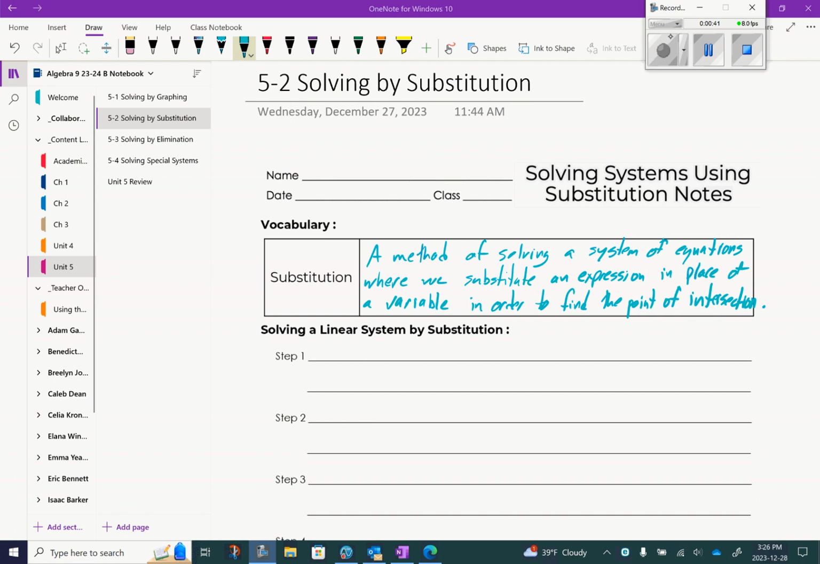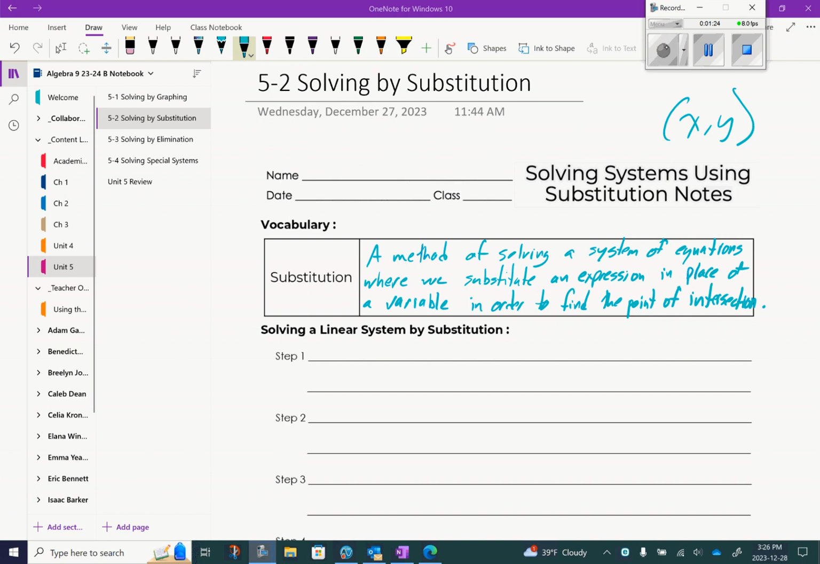Substitution is a method of solving the system of equations where we substitute an entire expression in place of a single variable in order to find the point of intersection. Again, I want to emphasize our goal here is to look at these two linear equations and find the point where they cross. We're looking for the coordinates written as a point. So how are we going to do that?